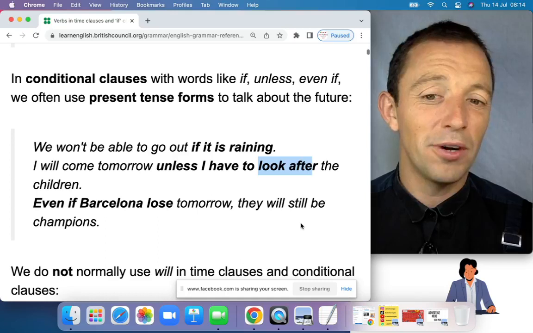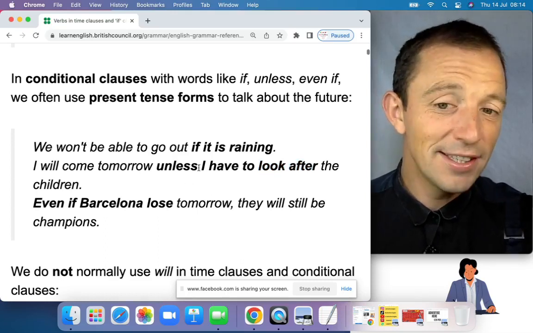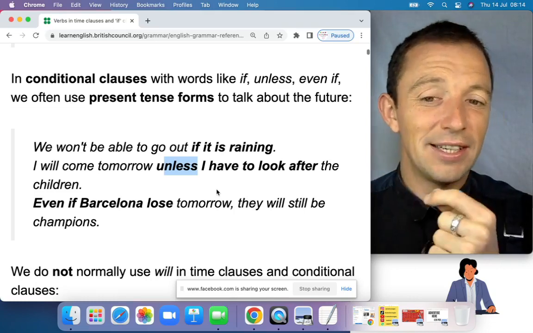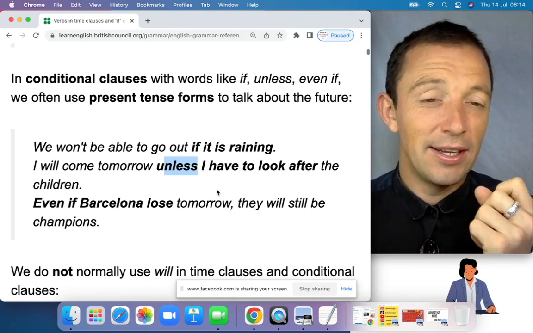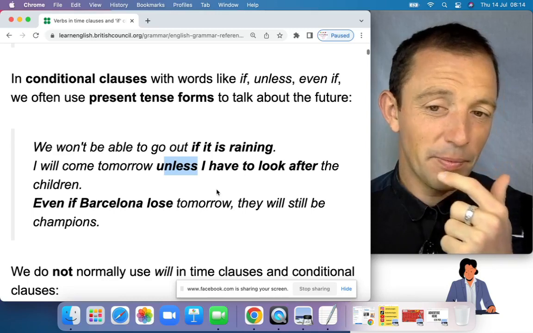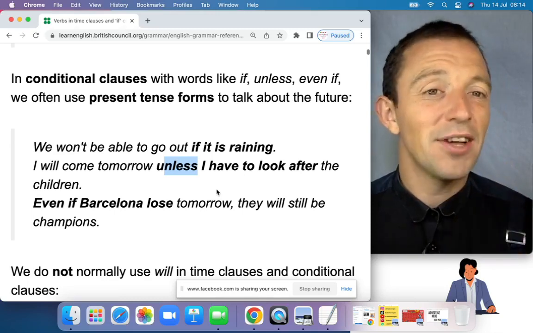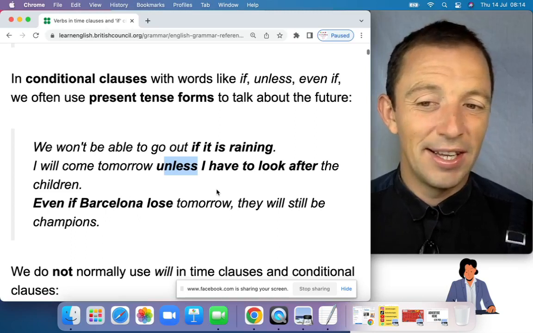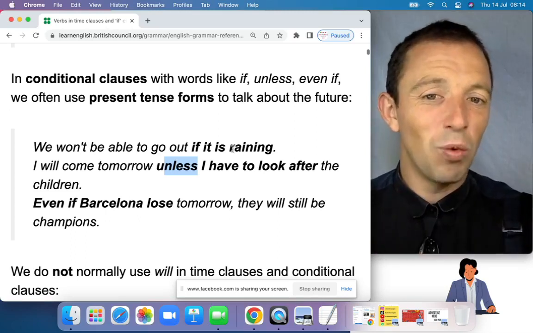So I will come tomorrow unless I have to look after the children. This word unless means that it's possible I cannot come because I need to take care of the children. So that's an interesting sentence, and that word is the key word.